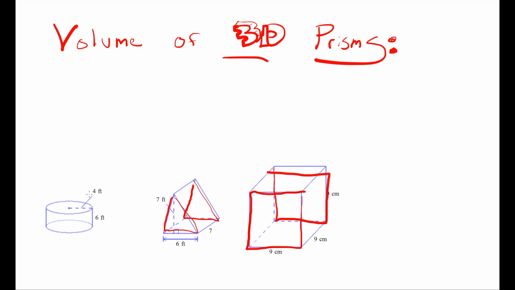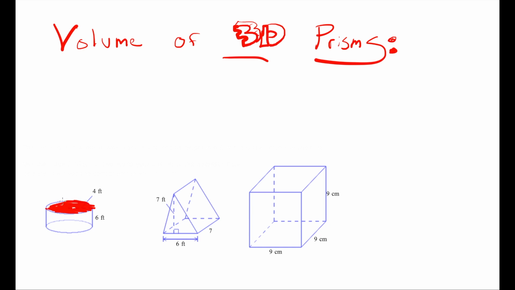And here we have a circle on both ends. This is a stretched shape. I call prisms stretched shapes. So the thing is, all three of these figures, you figure out the volume in the exact same way. The first thing we have to do is figure out the area of one of the end shapes, and then we multiply the area by the height.